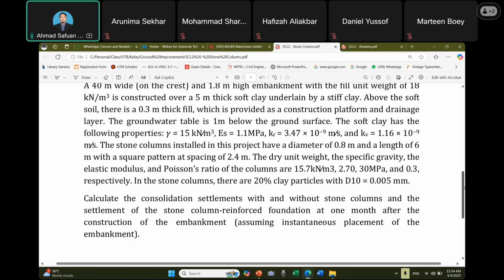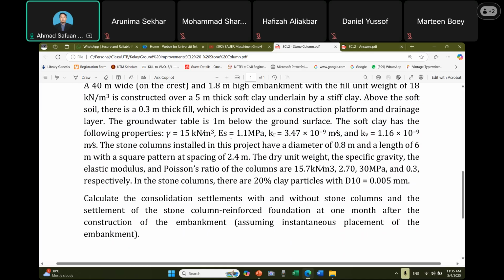The groundwater table is 1 meter below the ground surface. The soft clay has the following properties. Gamma 15, Es 1.1 megapascal. This is the Young modulus for the soil. Kr 3.47 times 10 to the power of -9, this is permeability radial. This is permeability vertical, 1.16 times 10 to the power of -9 meter per second.